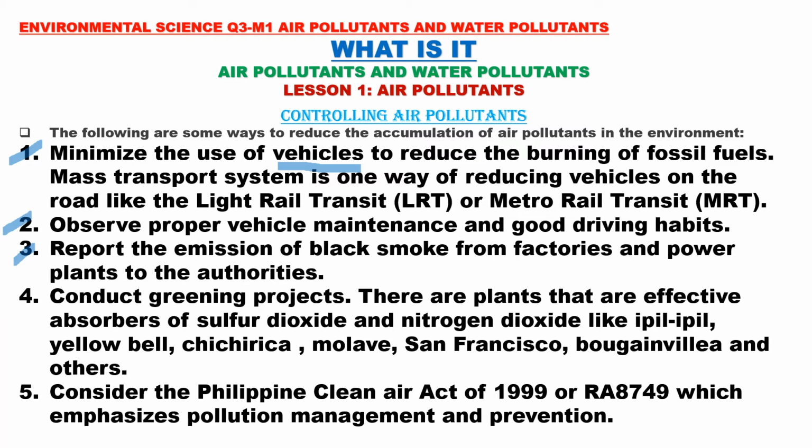Four, conduct greening projects. There are plants that are effective absorbers of sulfur dioxide and nitrogen dioxide like ipil-ipil, yellowbell, chichirica, molave, San Francisco, bougainvillea, and others. You can plant the mentioned plants in your home so that they could be absorbers of primary pollutants and secondary pollutants. Next, number five, consider the Philippine Clean Air Act of 1999 or the RA 8749, which emphasizes pollution management and prevention.